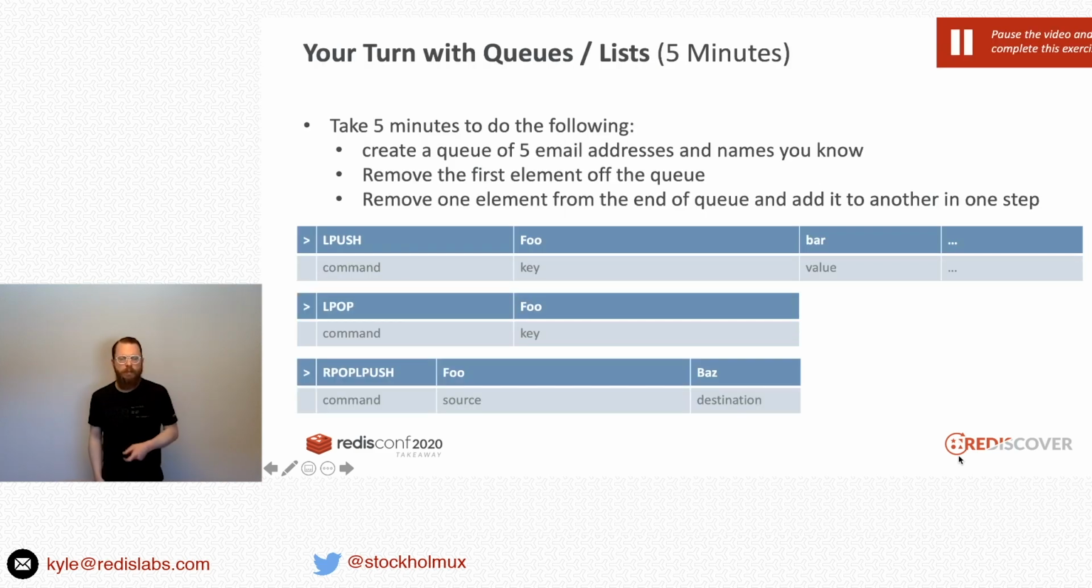So now it's your turn. Take 5 minutes to do this. Pause the video after I give the explanation here. What you're going to do is create a queue of 5 email addresses of people you know. Could be anybody. You can make them up for all I care. Remove the first element off the queue, and then atomically move one element off the queue and add it to another in one step. We have a cheat sheet here that will tell you all that you need to know. Go ahead and do this, and in just a moment, we'll go over the answers.